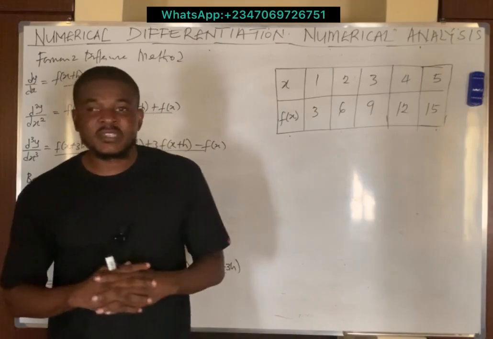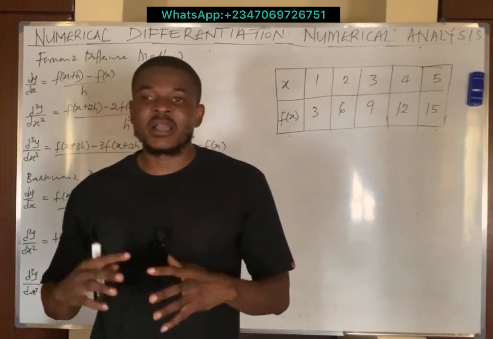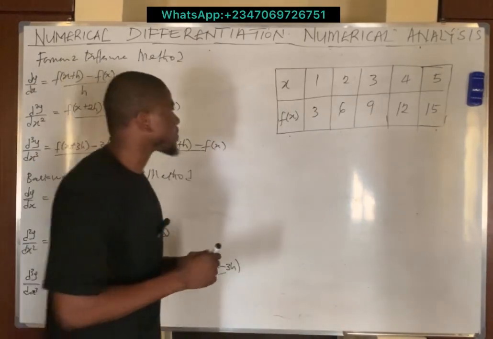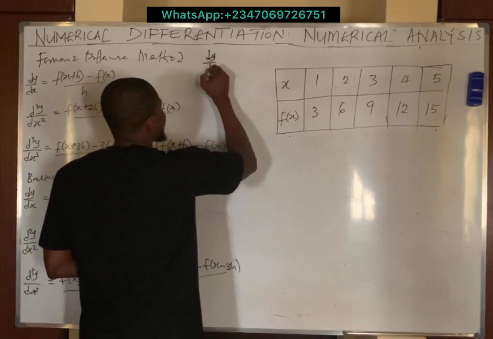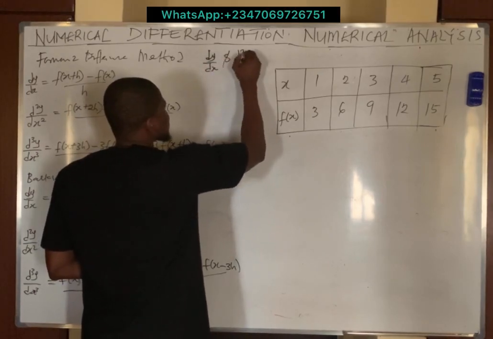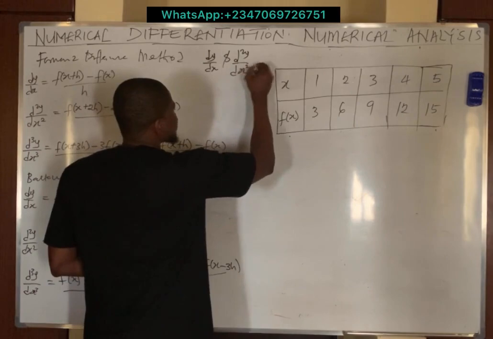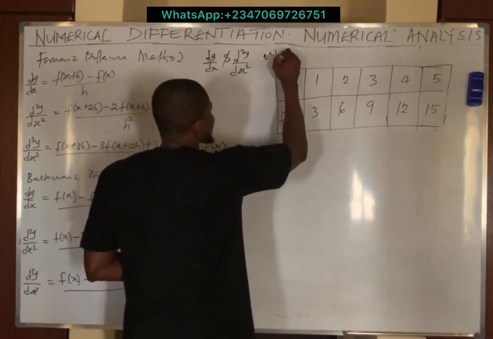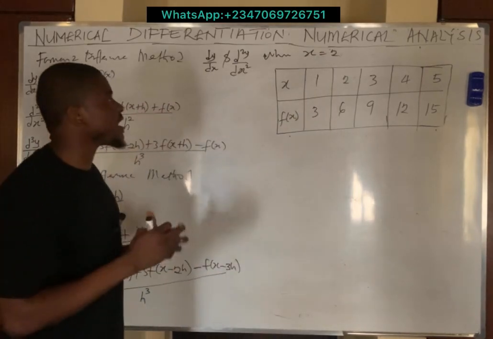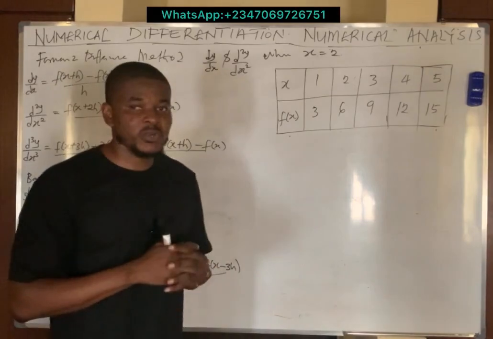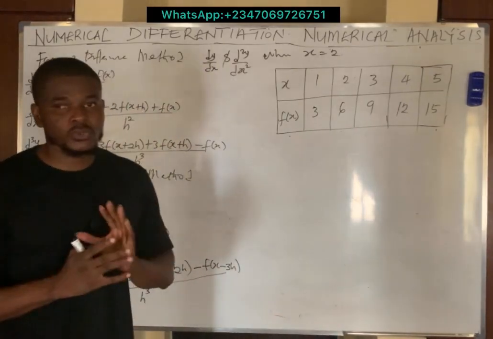All right, so let's say we're using this same table as an example for our explanations. Let's say we're out to approximate the first and second derivatives, dy over dx and d squared y over dx squared, when x is equal to 2. So we're asked to find the first and second derivative approximation when x is equal to 2.